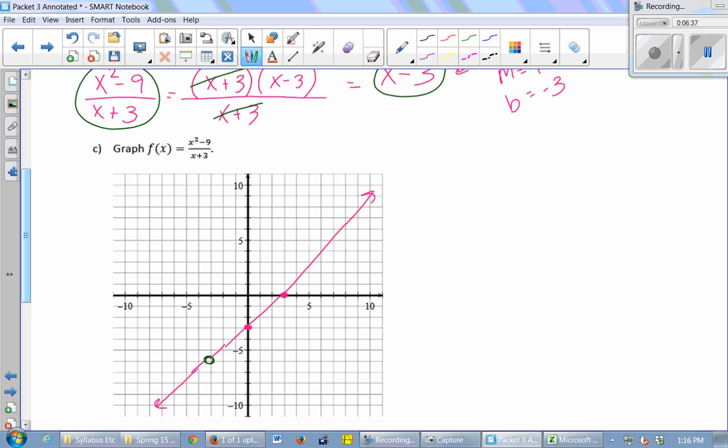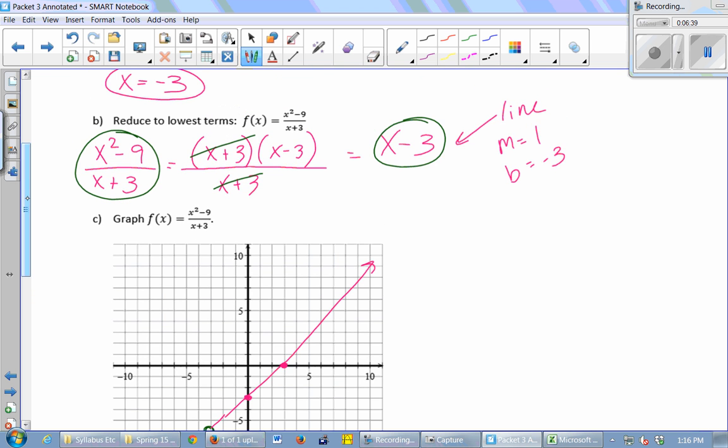The hole happened because it's a place where the denominator was 0. But then it turned out that that's not a vertical asymptote in this case, because the factor that made the denominator 0 ended up canceling. That happens whenever you have the same factor on the top and the bottom that makes both the top and bottom 0, then you get a hole.